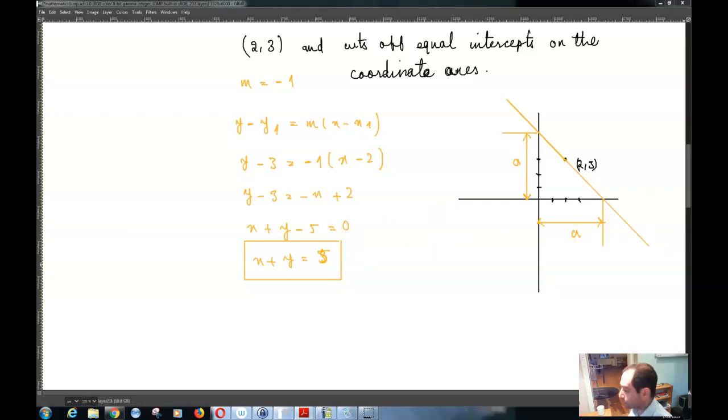Number 12, x plus y is equal to 5, that is the right answer. And since in the book only this answer has been given, this must be the only possible answer. So that's basically how you can solve this problem, for example.